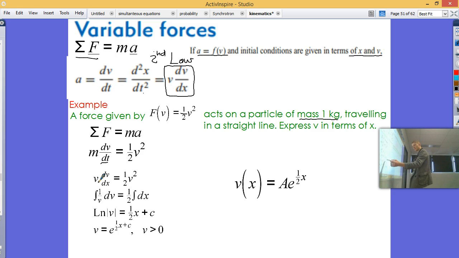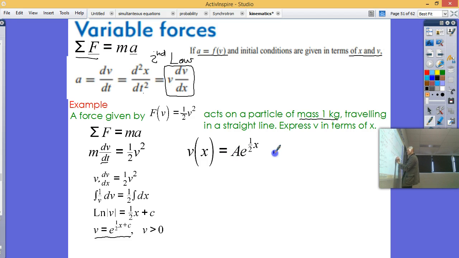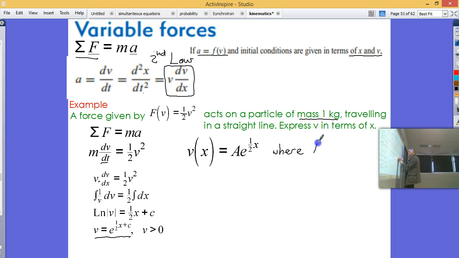1 on v dv is given by a half integral of dx. We get a log, okay, and so on. And taking the exponential to both sides, we get this nice expression. v is going to be greater than 0, perhaps. And we can finally get that as a general solution. Okay, and A is just the exponential of our c parameter here. Okay, very good. So this is the general example and the process we're going to be using when working with our variable forces.